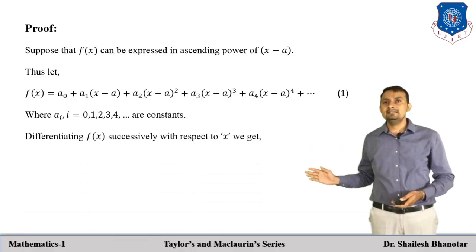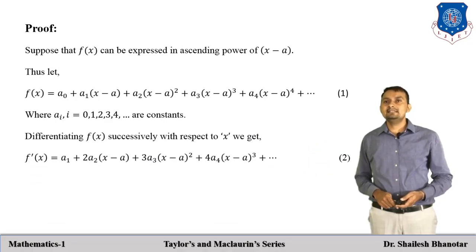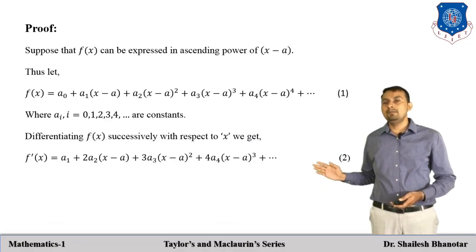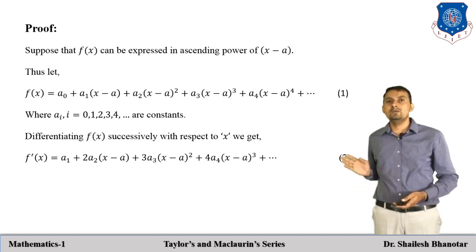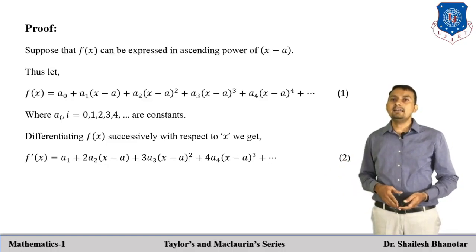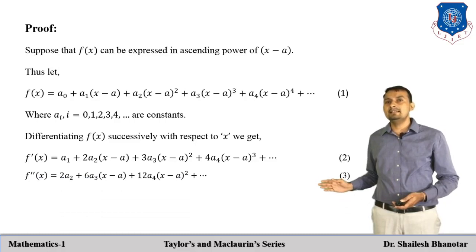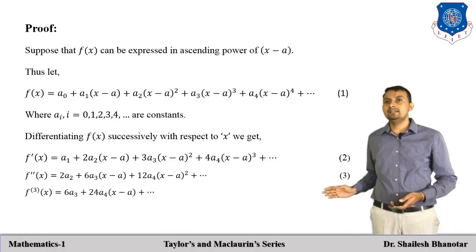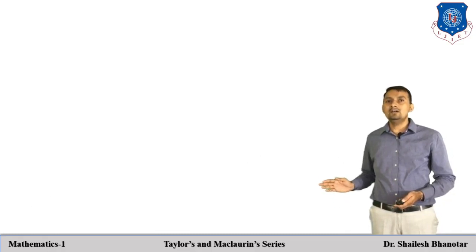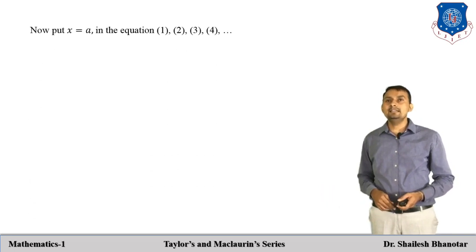So let us first consider differentiation with respect to x. We have f dash of x equal to a1 plus 2a2 (x minus a) plus 3a3 (x minus a) whole squared, plus and so on. Say equation number 2. Now again, successively differentiating with respect to x, we get f double dash, then the third derivative, and so on. Now we substitute all these values in equations 1, 2, 3 and 4.